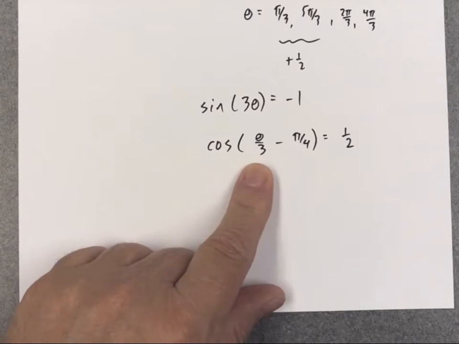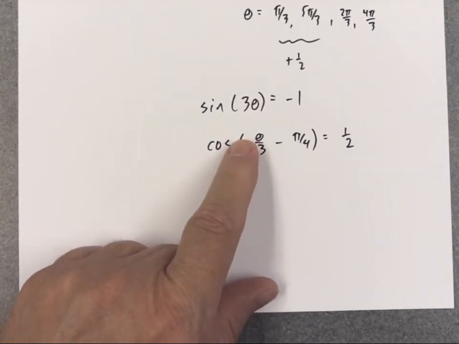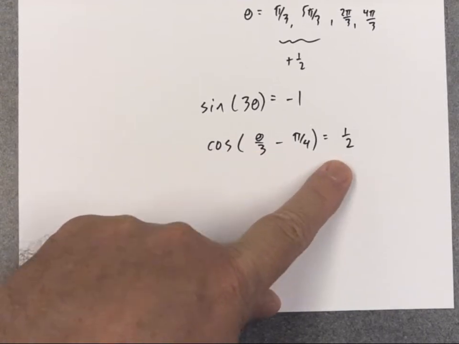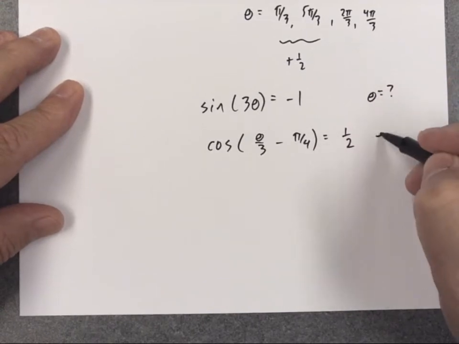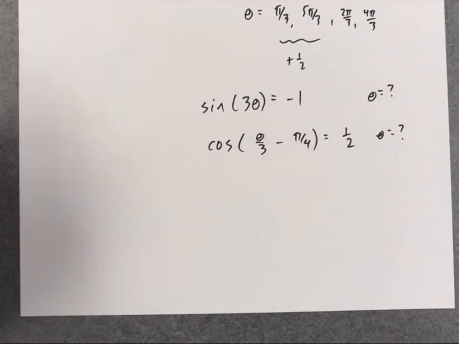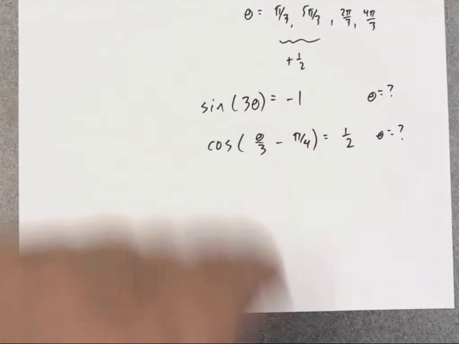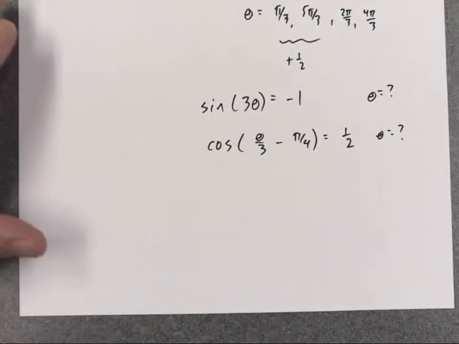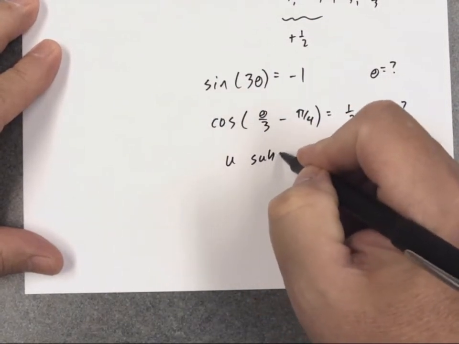Here's another equation: cosine of the quantity theta divided by 3 minus pi over 4, all that equals 1/2. For both of these, we're trying to solve these equations, which means find the angle theta that works for these equations. The way we're going to solve them is by using what we're going to call U substitution.